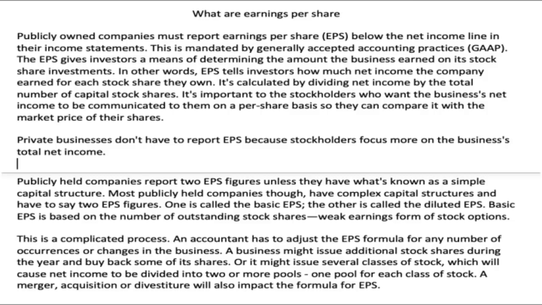In other words, EPS tells investors how much net income the company earned for each stock share they own. It's calculated by dividing net income by the total number of capital stock shares. It's important to the stockholders who want the business's net income to be communicated to them on a per-share basis, so they can compare it with the market price of their shares. Private businesses don't have to report EPS because stockholders focus more on the business's total net income.